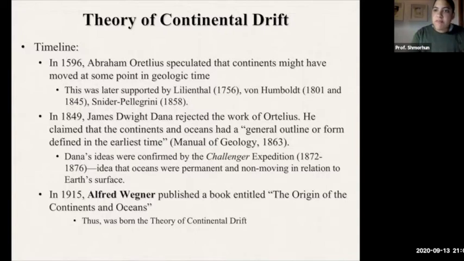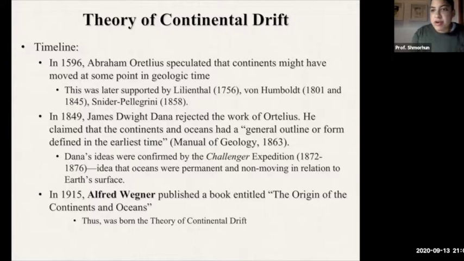So where does this bring us before the famous Alfred Wegener? That wasn't until later on in the 20th century. In 1596, the first ideas about this fixed position of the continents were challenged, and that was first challenged by Abraham Ortelius. Abraham Ortelius speculated the continents might have moved at some point in geologic time. He couldn't provide any more concrete details behind this idea. His idea was later supported by a handful of scientists, as you can see here on the slide.